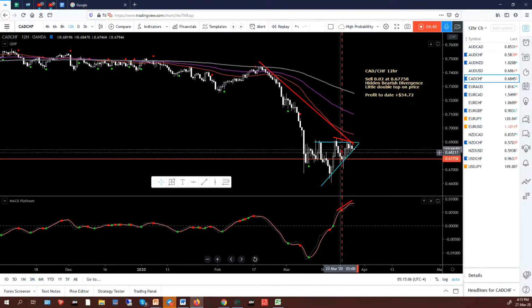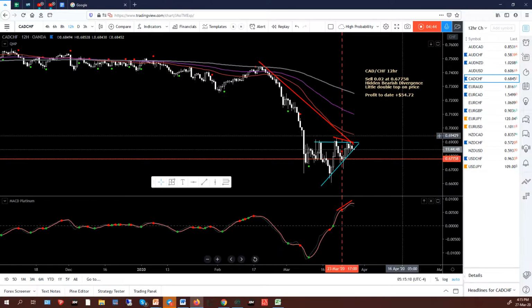There is possible divergence setting up here. A bit messy at the moment. I'm in a sell and it's going against me. But that's the CAD Swiss.